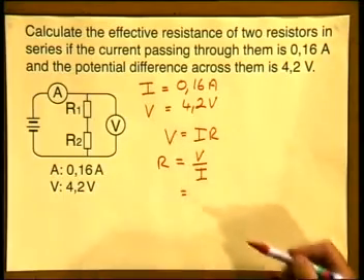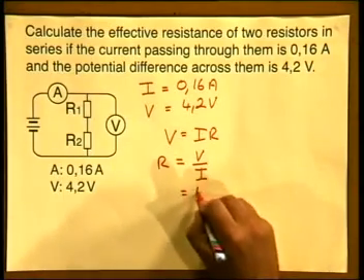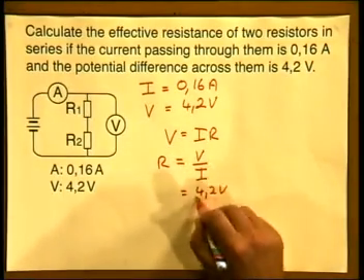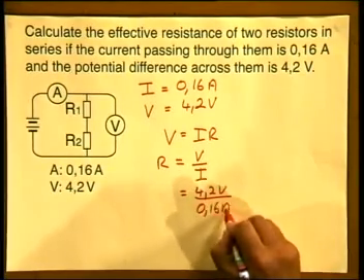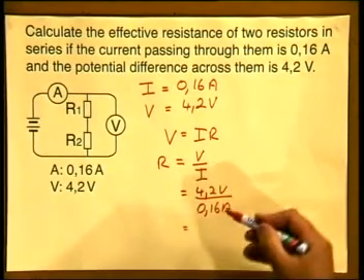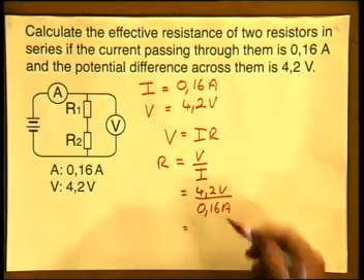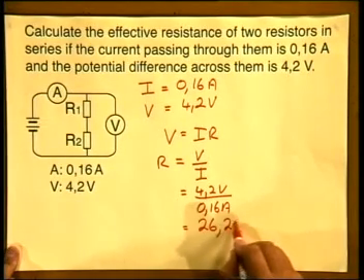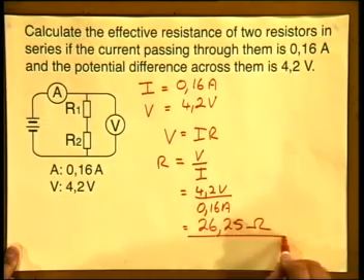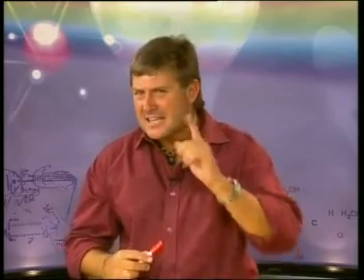Let's substitute in our values. V is 4,2 volts. I is 0,16 amperes. 4,2 divided by 0,16 will give us an answer of 26,25 ohms. Now that wasn't very difficult, was it? Let's try another one.